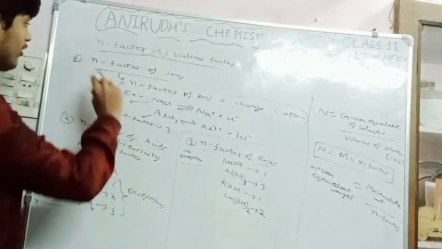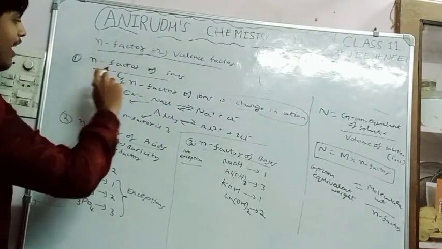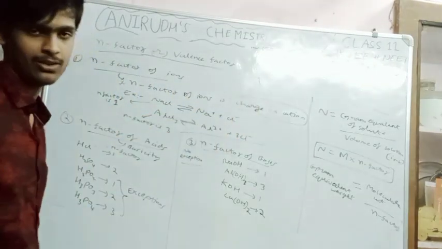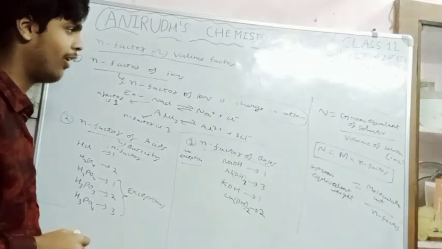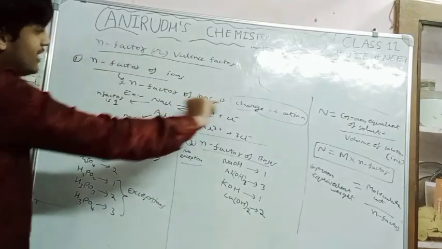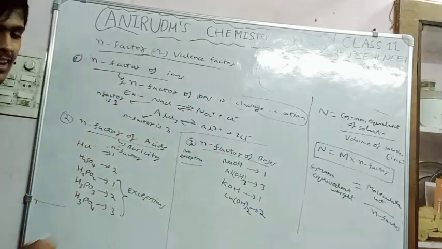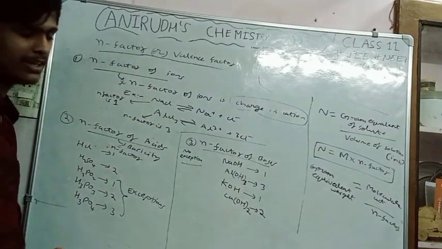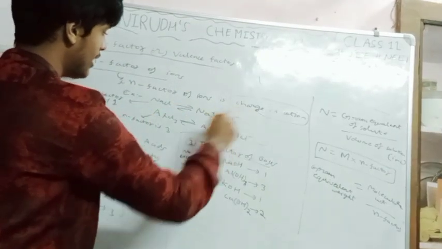See this. Okay. First one, n factor of ions is the charge on the cation. Whatever charge is present on the cation, that is the n factor of ions. Suppose you have NaCl. NaCl can be split as Na+ and Cl-.